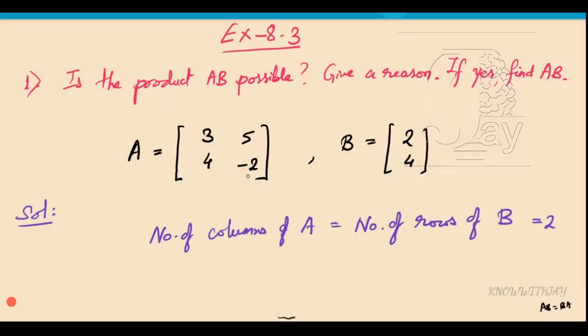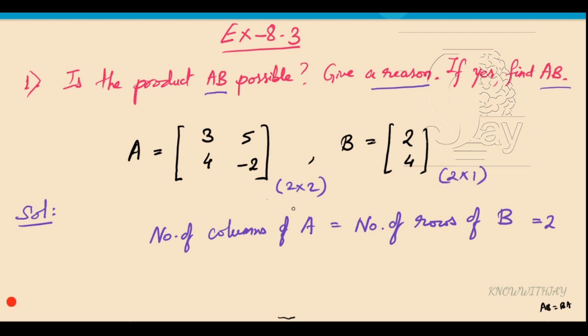Okay, in this question of exercise 8.3, we have to check whether we can multiply AB or not. So is product AB possible or not? If it is possible, you have to give a reason for that, and then you have to find AB. First of all, to check their compatibility, we just need to find their orders. The first one is 2 by 2 and the second one is 2 by 1. So the number of columns is 1.